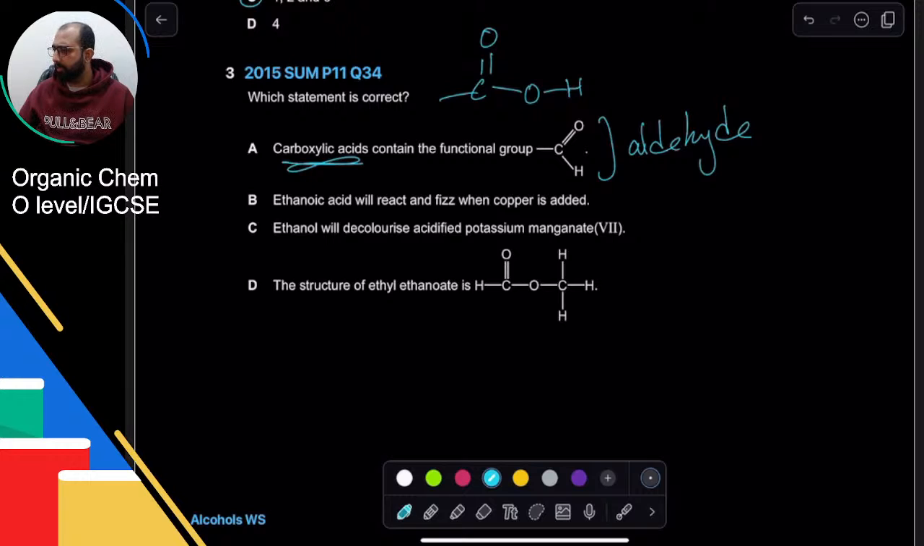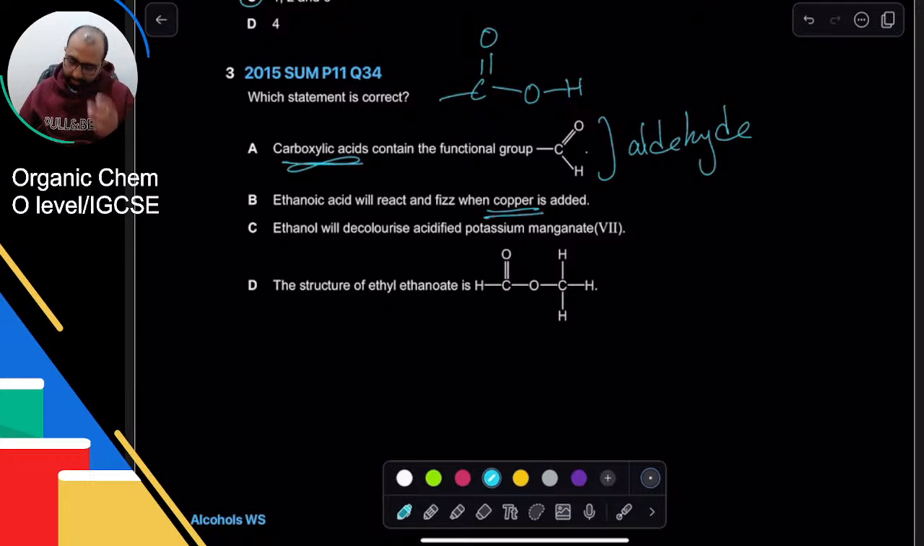Saira, I don't understand your question. Ethanoic acid will react and fizz when copper is added. No, because copper is less reactive than hydrogen. Any acid does not react with copper unless it's concentrated. So dilute में नहीं करेगा. और ये तो वैसे weak acid है.